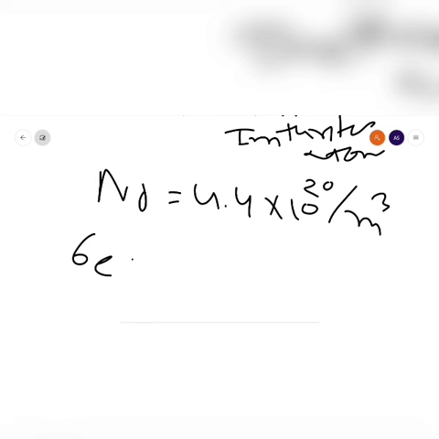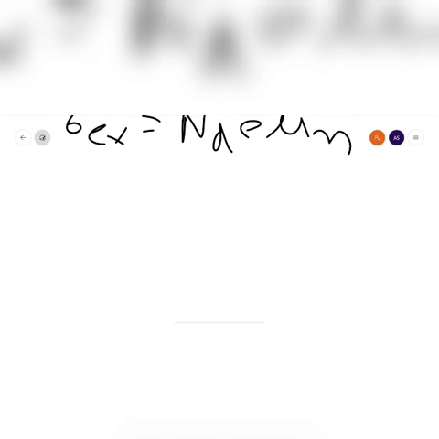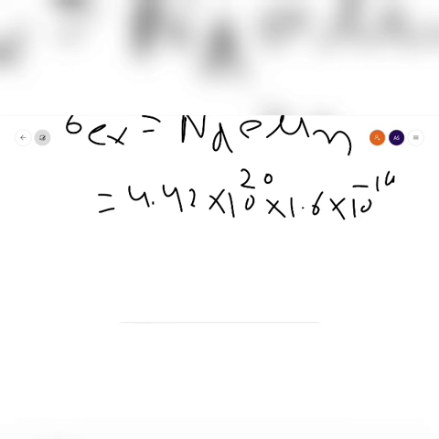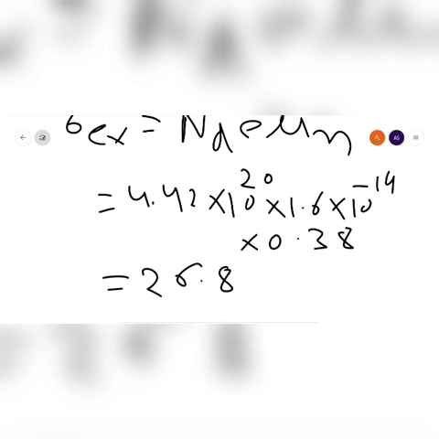It means that N_d is 4.4 × 10^20 per meter cube. So the conductivity sigma is N_d e mu n. The value of N_d is 4.42 × 10^20, the value of e is 1.6 × 10^-19, and the value of mu n is 0.38. You will get the final answer for the conductivity after doping: 26.87 per ohm per meter. It is the final answer of your question.